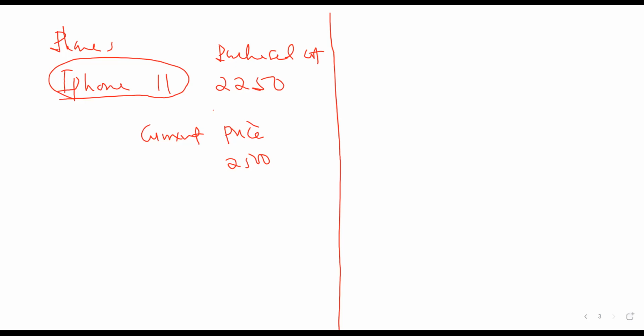You bought it at 2,250 and it's a phone that you are selling. So after you have given it to me, you have to buy a new one. You bought it at 2,250 and the current price right now is 2,500. At what price are you going to give me the phone? 2,500, because if you give it to me, you have to replace it immediately, isn't it?